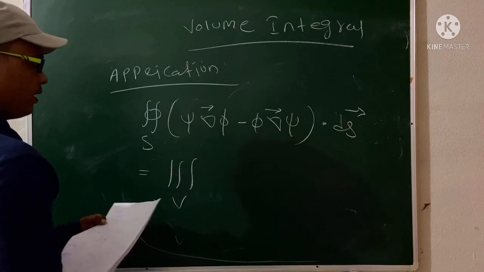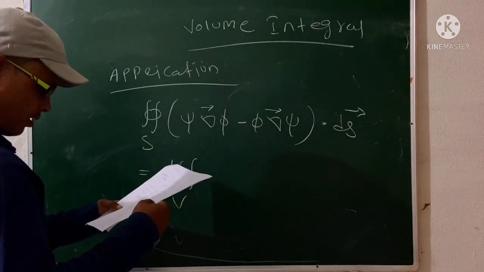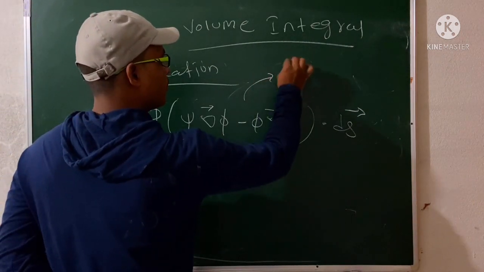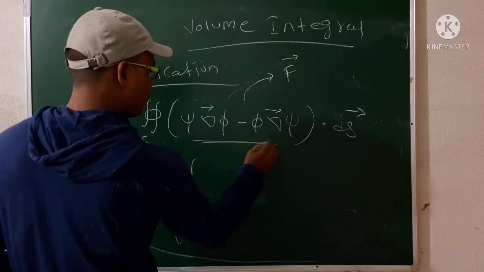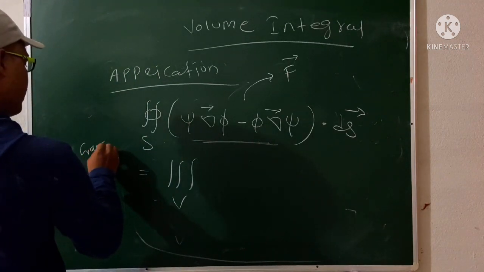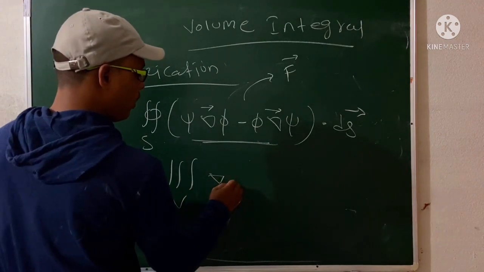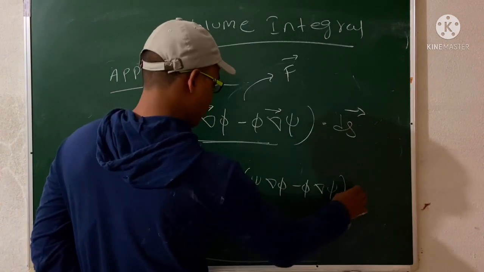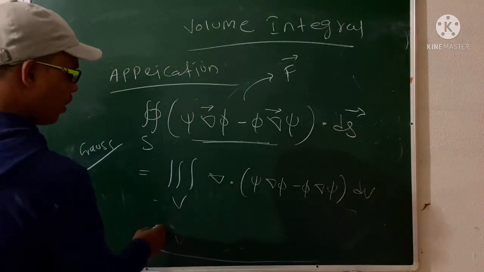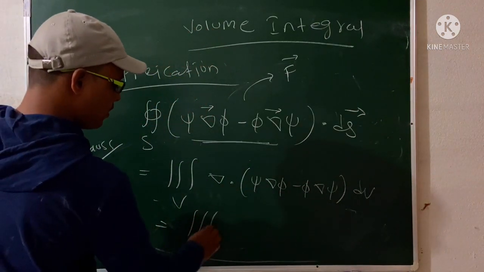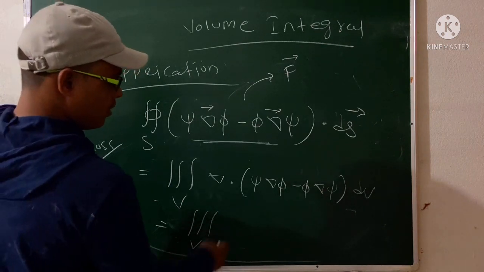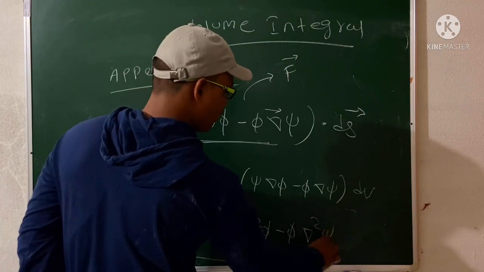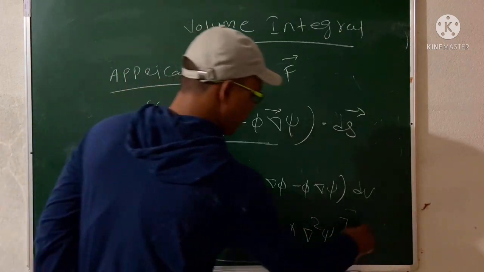And this will be your volume integral. So this is your F vector. Then use the Gauss divergence theorem. That will be del dot of psi del phi minus phi del psi into dv. If you solve this, you will get psi del square phi minus phi del square psi over dv. So this is the formula.